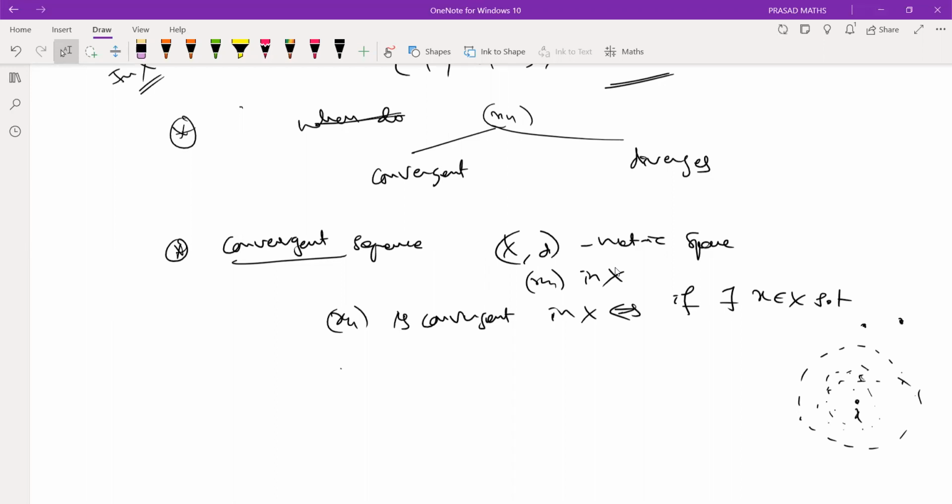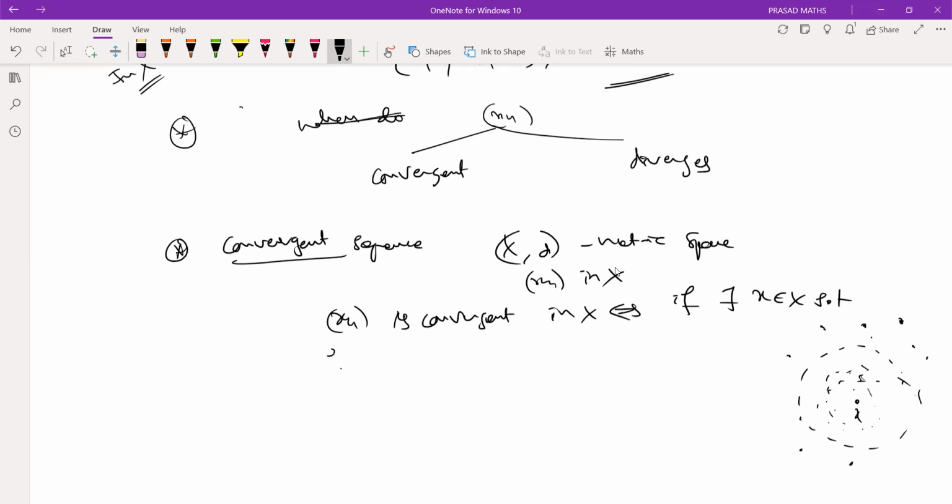Except finitely many leave. We don't know whether it leaves or not. It may, of course, contain all terms of the sequence also, for example, a constant sequence. But except finitely many, we don't know. But all the terms should be sitting inside the ball with center x and radius epsilon for every epsilon.